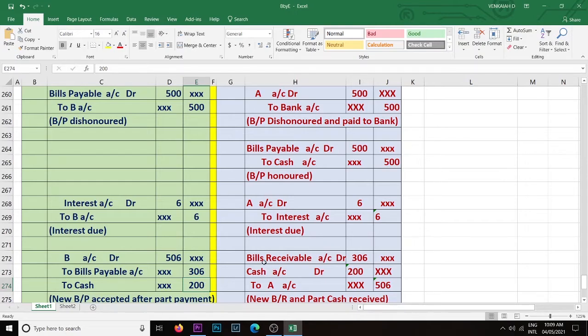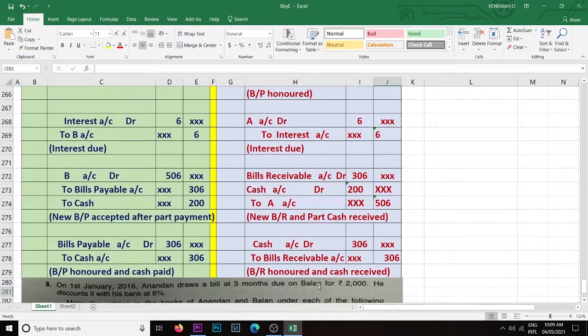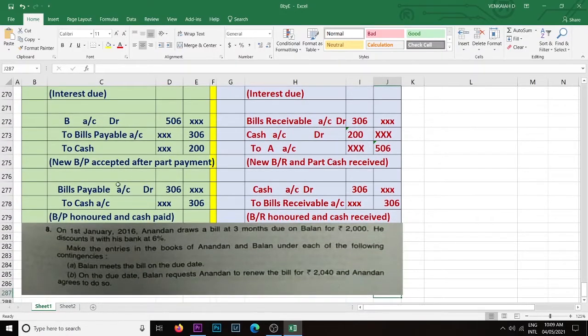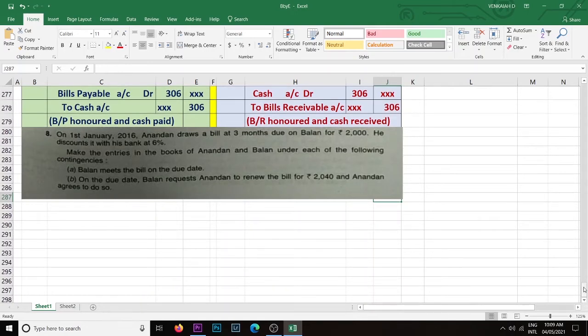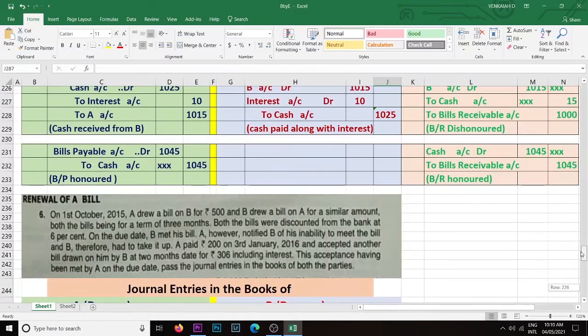In the same manner, B is receiving one bill for 306 and cash of 200 out of 500 plus 6 rupees interest, 506, from A. Okay, on the due date, A paid the money: bills payable account debit to cash account, 306; and cash account debit to bills receivable account, 306. They settled the bill which was due by A to B. Okay, so now problem number 7, you try it by looking at problem number 6 and other answers. Okay, now problem number 8, which is also renewal of the bill.